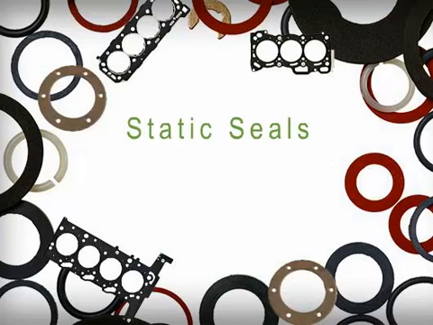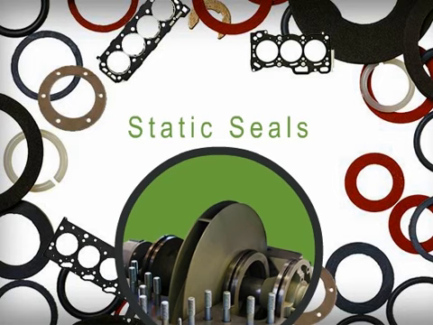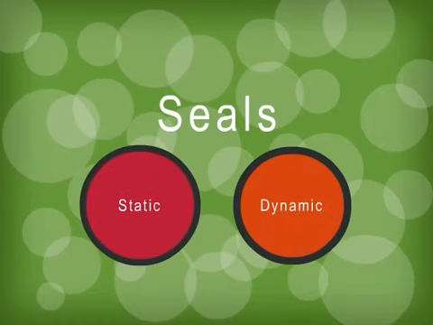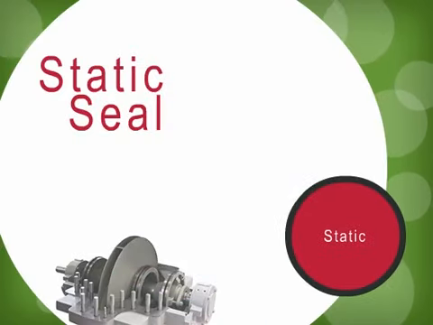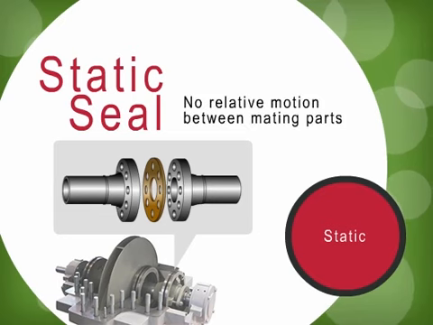Static seals. Typically, a seal is used to pack two mating surfaces which are in contact to prevent leakage. Seals help to contain fluid in a vessel, such as a pump. They are of two types, static and dynamic. Static seals are used between two mating surfaces that do not move relative to each other.